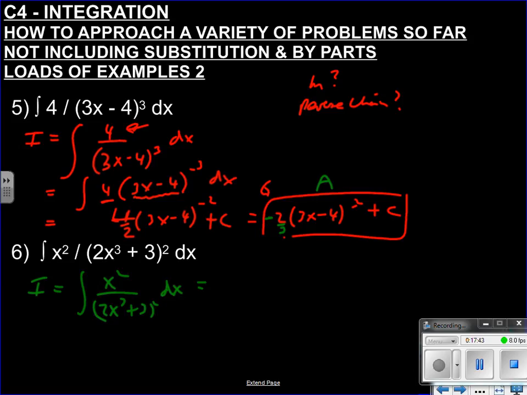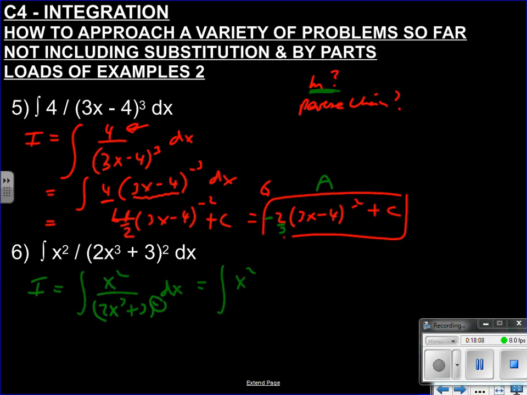Is it ln? Does the bottom differentiate to the top? Nearly. We will get a 6x squared, but the problem is that 2 here. The 2 would come down, wouldn't it? And reduce the power to 1, and then out would pop that 6x squared. So it doesn't match the top. So this is not a ln, but failing that, we go to reverse chain.